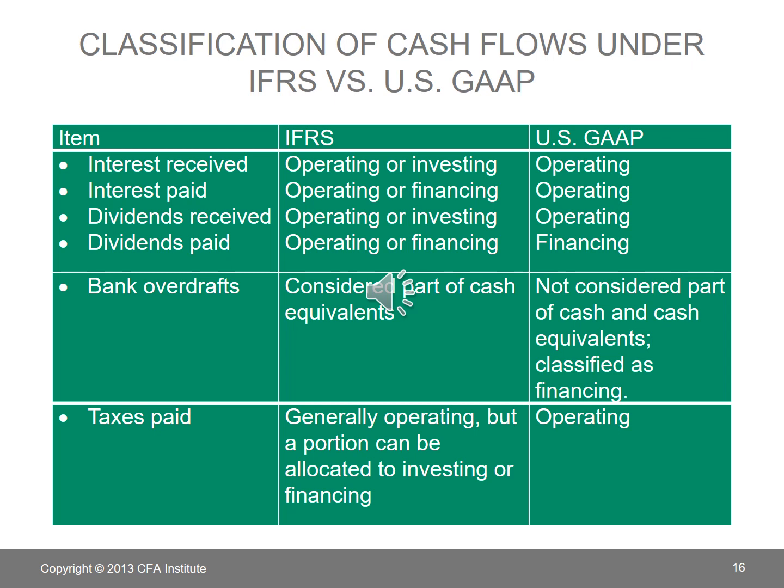US GAAP classifies dividends paid to stockholders as a financing activity. IFRS allows companies to classify dividends paid as either an operating activity or a financing activity. And finally, US GAAP classifies all income tax expenses as an operating activity, whereas IFRS also classifies income tax expense as an operating activity unless the tax expense can be specifically identified with an investing or financing activity, such as the tax effect of the sale of a discontinued operation, which could be classified under investing activity.